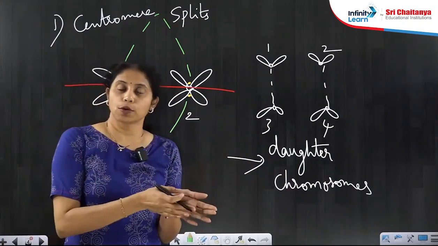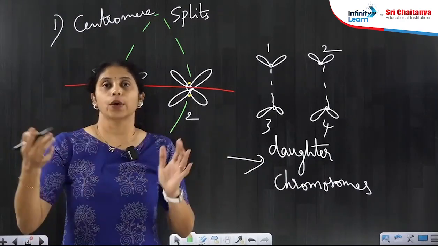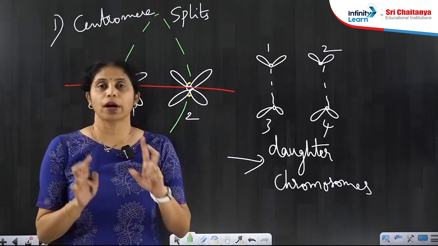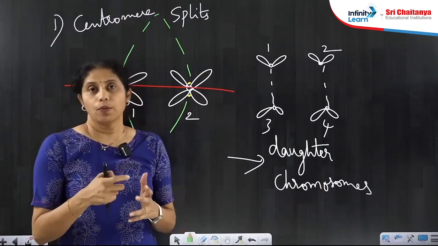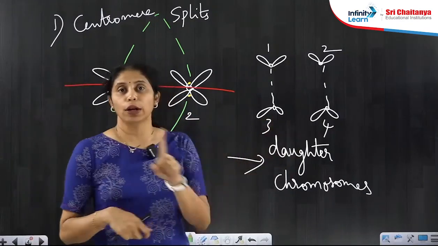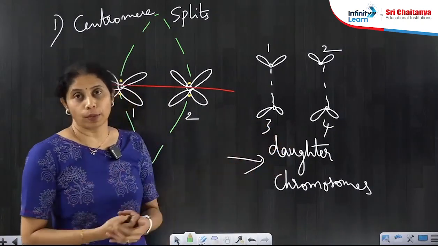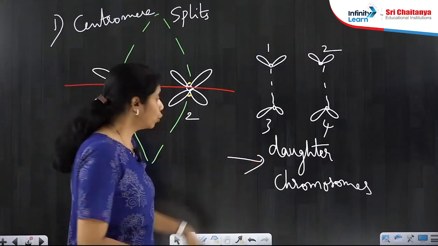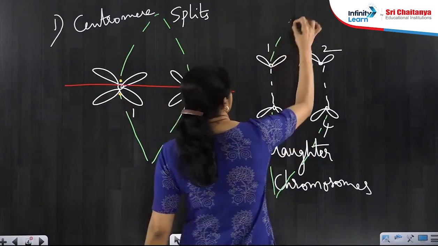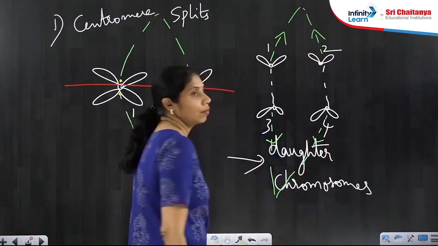First, each chromosome will split exactly in the center at the centromere region longitudinally, and it will divide into daughter chromosomes. One chromosome will become 2 daughter chromosomes. Now, the parental chromosome has 2 chromatids, whereas a daughter chromosome has only 1 chromatid. After their formation, they will try to move towards the respective poles, because they are already connected to the spindle fibers.